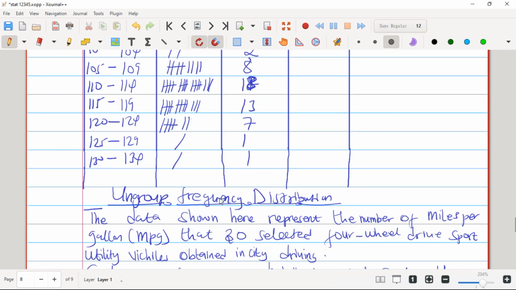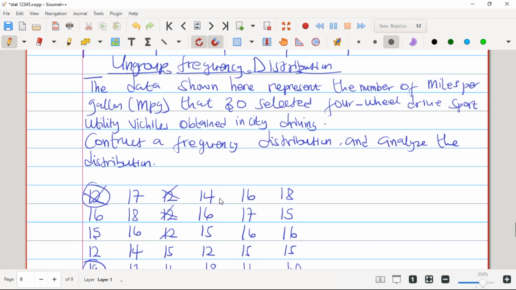So let's continue. Now we have learned how we will do the grouped one, so let's come to the ungrouped section. For the ungrouped section, we use the ungrouped frequency distribution. First, when our class range, our number of classes, and the range are very small, we opt for the ungrouped frequency distribution, right?